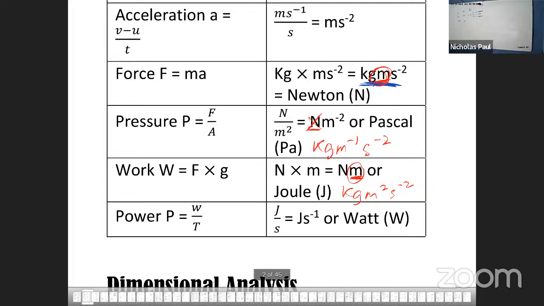And the last one is what? The last one is joules per second. So that will be kg m squared s to the minus 2 over s to the minus 1. Right? So that will become kg m squared, minus 2 minus 1 is minus 1. Okay with that? Minus 2 minus 1, right? Minus 2 plus 1, which is minus 1.